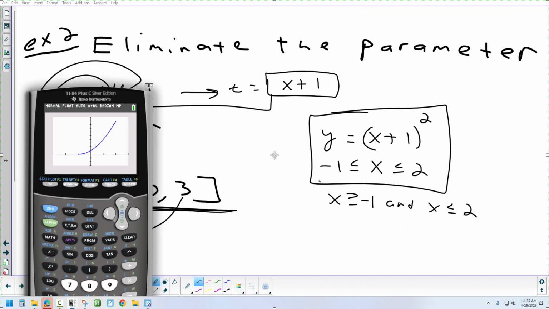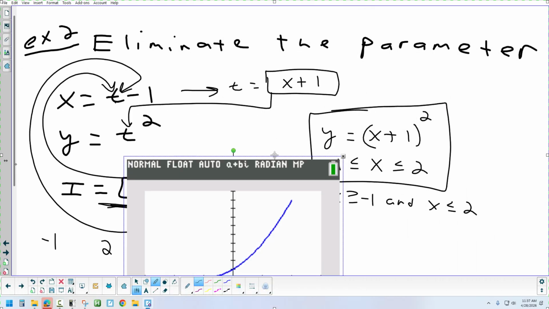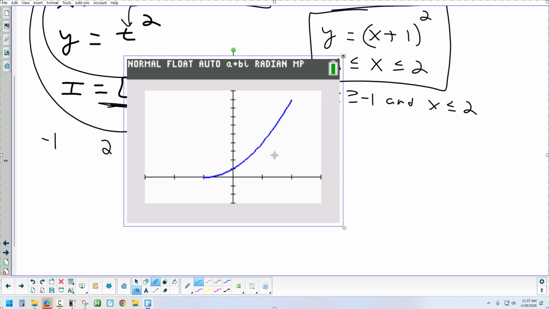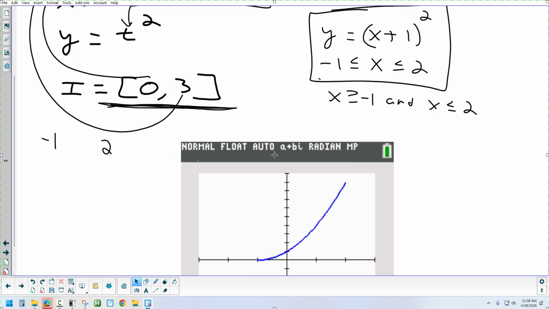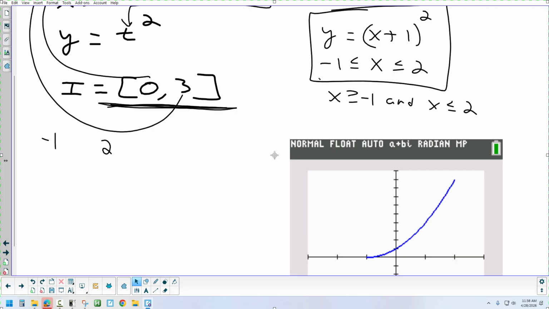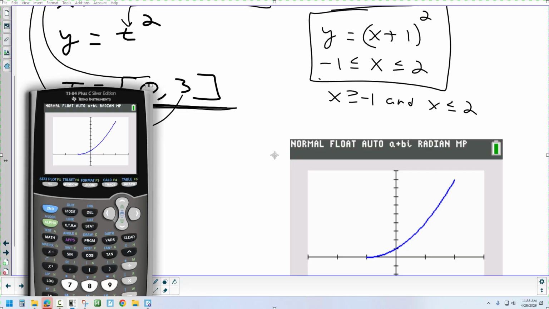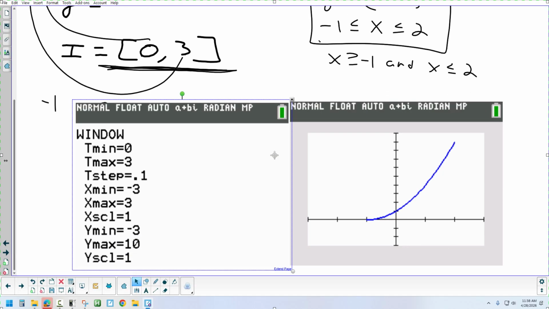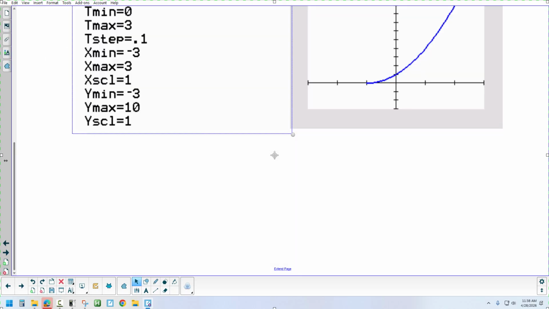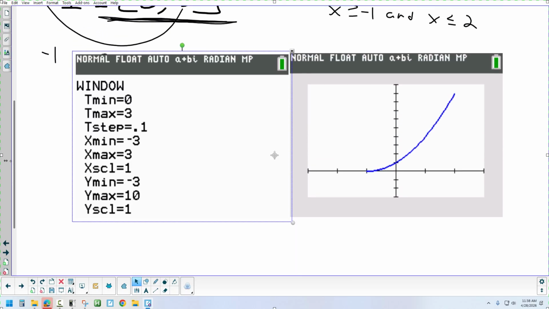Okay, there's your sketch. Starts at negative 1, stops at positive 2. And that is a parabola, but it's just a section of it. Now, people are asking about that t step. What the t step does. Anybody know? It was like, well, the first time I saw it was like the speed of how quickly the graph was drawn. It does control how quickly it's going to draw because it's controlling the amount of calculations that are being performed.